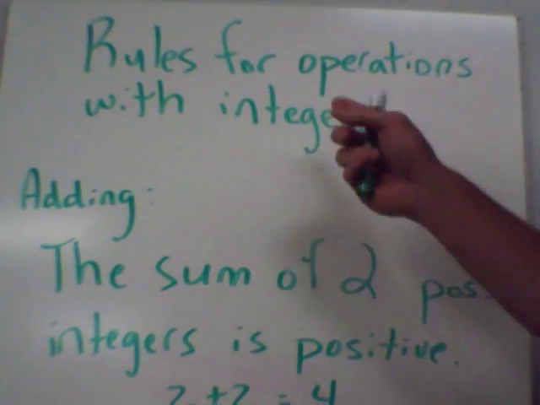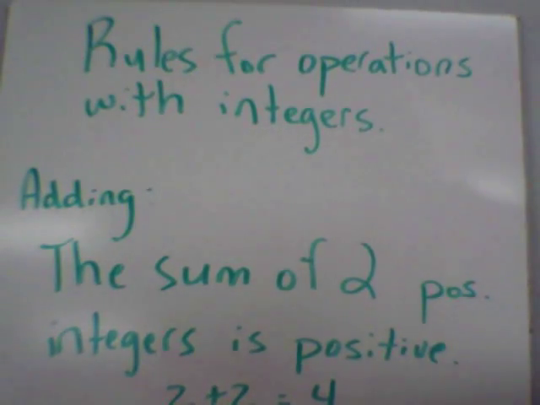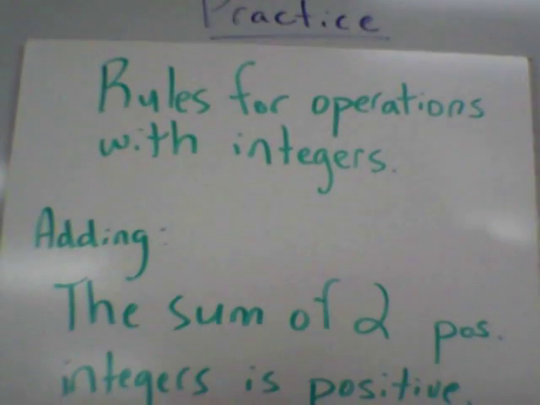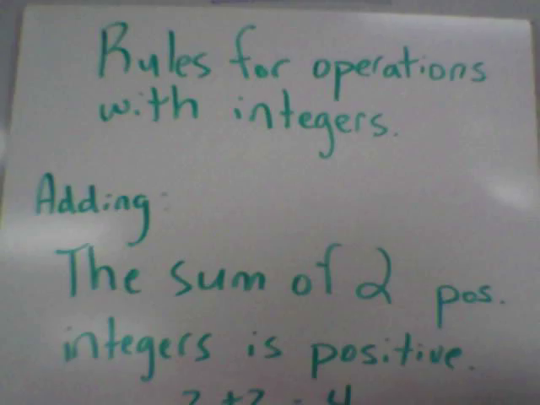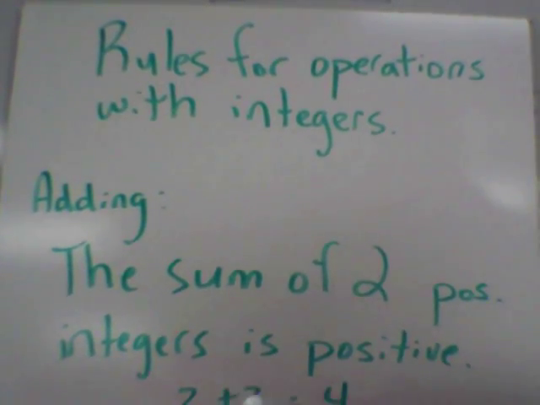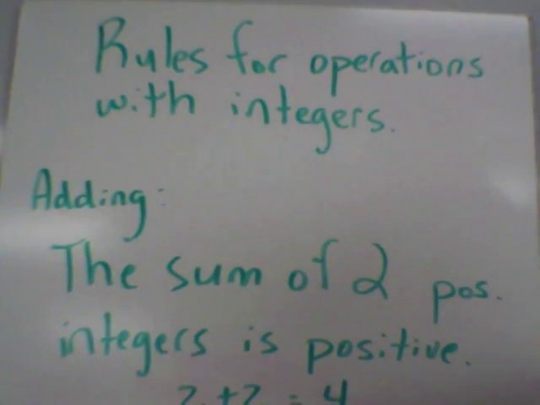Okay guys, today we're going to talk about rules for operations with integers, and we're talking about addition and subtraction in this video. We'll talk about multiplication and division in just a few minutes on another video. The thing that you have to remember is that adding and subtracting integers is actually harder than multiplying and dividing integers, and that seems kind of strange because it was easier for you to add and subtract when you first learned how to do it than it was to multiply and divide. But when you throw integers in there, it gets a little bit difficult.